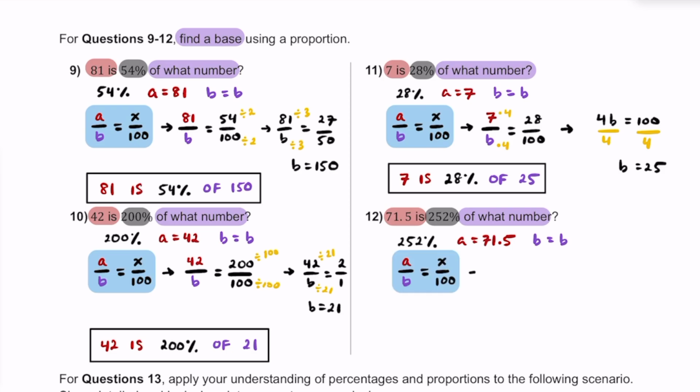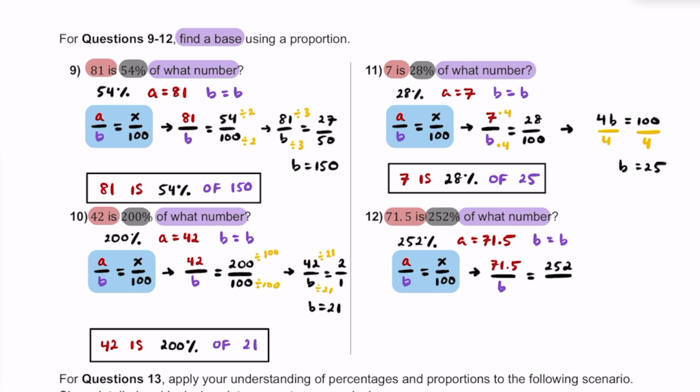All right, so we have 3 of our pieces here. Let's go ahead and substitute them in. We have 71 and 5/10. That's going to be our part. Our whole here or our base is unknown. That's going to be our B value. And this is going to be equal to what? Our percentage is going to be 252%.